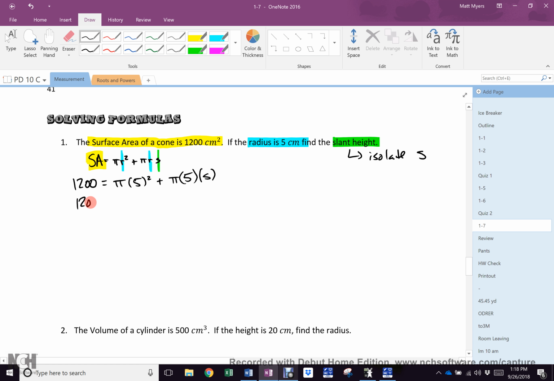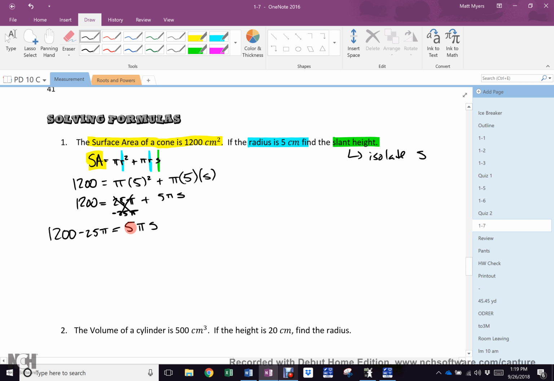So that is 1,200 equals 25 pi plus 5 pi s. Now, in algebra, to isolate s, we must move everything else, and you move by doing the opposite of what you see. How do you get rid of 25 pi? Well, you would subtract 25 pi. If you do that to one side, you must do it to the other side. So I now have 1,200 minus 25 pi equals, that's gone, 5 pi s.